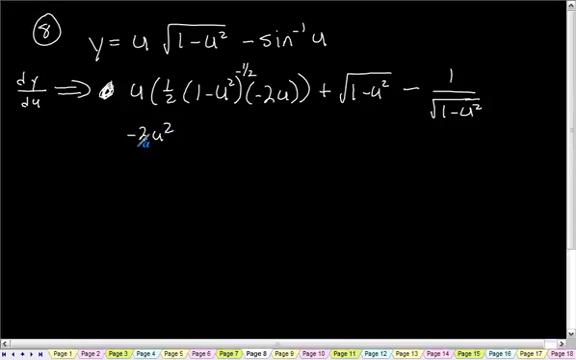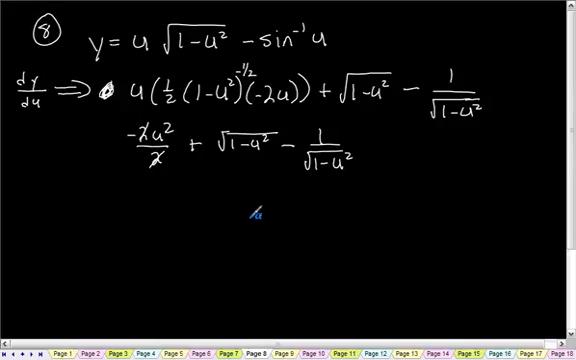so it's going to be a minus 2u squared over 2, plus the square root of 1 minus u squared, minus 1 over the radical of 1 minus u squared. These two cancel out, and I'm left with that.